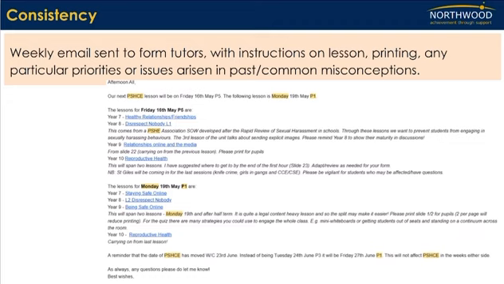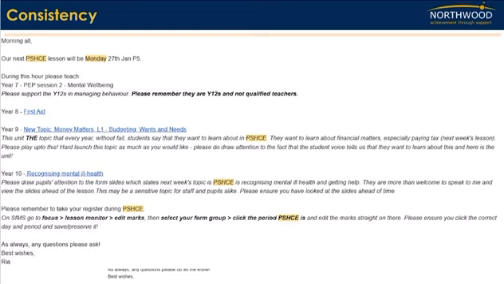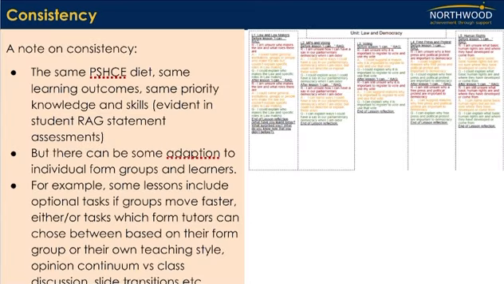A final way that we try and boost consistency across staff is for a weekly email sent to all form tutors with instructions on the lesson, any printing required, any particular priorities or issues that I know have come up in the past, or common misconceptions with that topic. And I just put it in little italics underneath the lesson link so that they have the link straight to the lesson, but also some top tips on how to deliver the lesson. You can see that again here. It's also a great way to remind staff to take registers or any RAG statements, for example, that I'll come back to in a minute, in order to deliver that lesson.